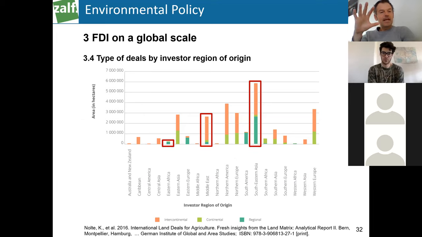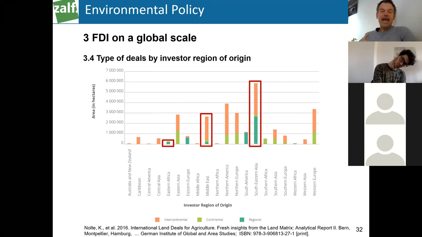If we look a little bit more at the types of deals by investor regions, we see clearly that Eastern Africa had deals at a regional level. We see that the Middle East is up to intercontinental deals and to a smaller part only the continental and regional ones. That means, are there cross-border operations or not by the investors? And the biggest is here Southeastern Asia. You see lots of regional investments from this region, but also intercontinental. That means it is a hotspot where the national companies really invest, but also from a regional level they operate there and buy land and invest in land, as well as Western Europe.